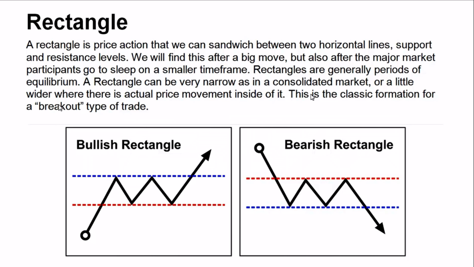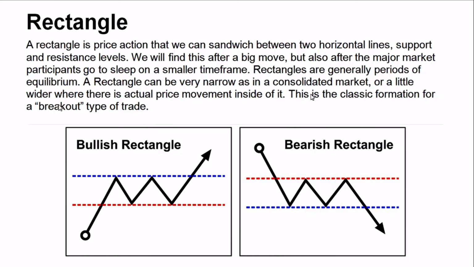Rectangle pattern, you can see that on your forex chart, be it currency pairs, indices, stock, or even cryptocurrencies, right? You can see this on an actual chart, right? So a rectangle is a price action that can sandwich between two horizontal lines, right? Or that support or resistance level. So you can see this rectangle forming a level of support and resistance which are equal.